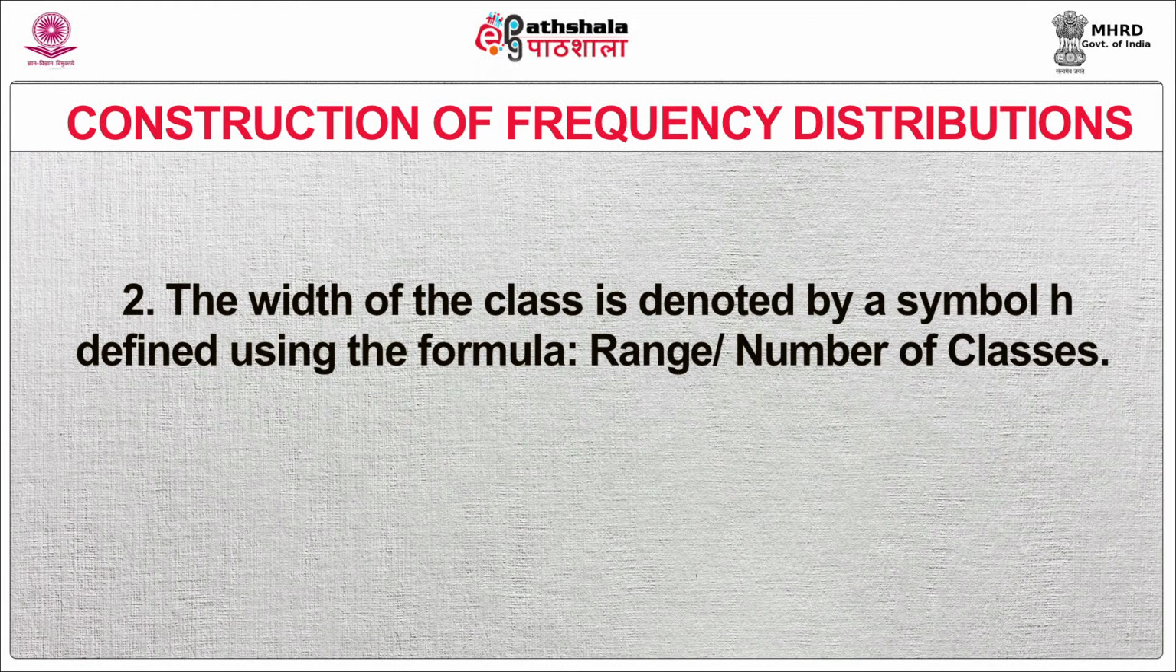Second, the width of the class is denoted by a symbol h, defined using the formula range divided by the number of classes. Generally, the class width remains the same for all classes. The classes taken together must encompass the values starting with the lowest to the highest value. It is generally seen that equal class intervals are mostly preferred in a frequency distribution.